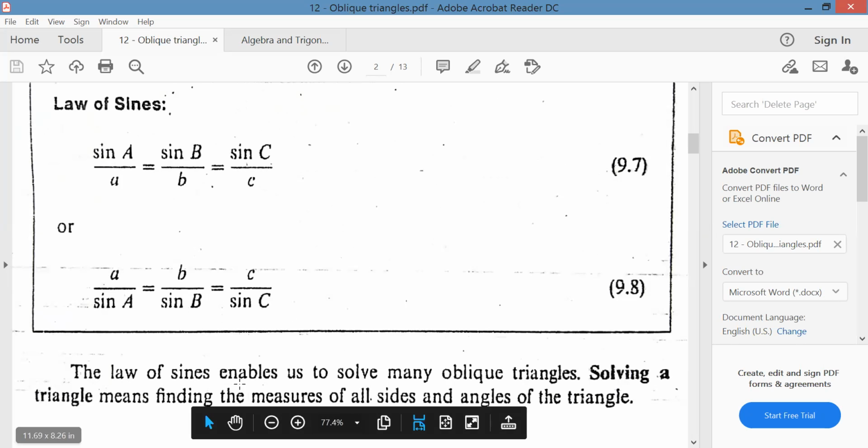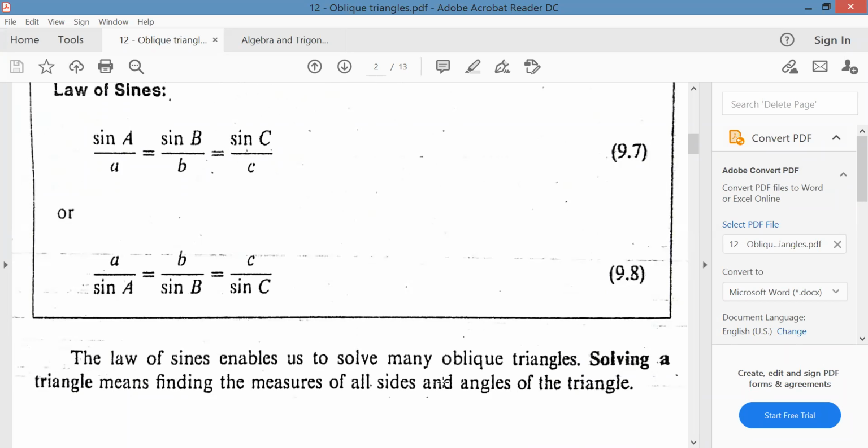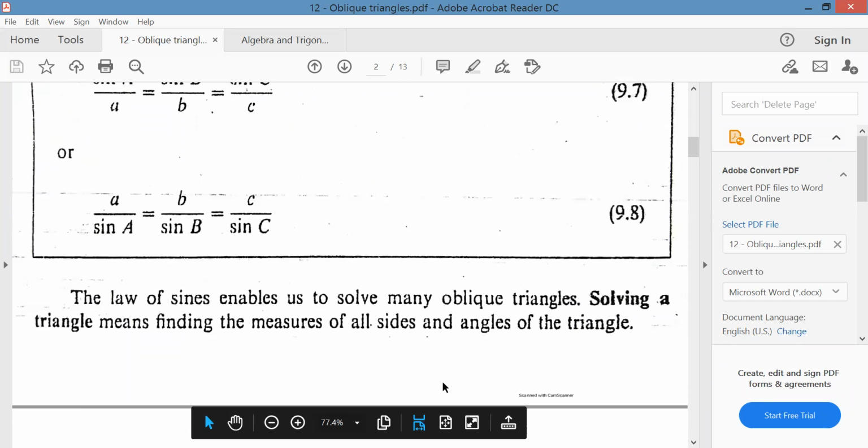The law of sines enables us to solve many oblique triangles. Solving a triangle means finding the measure of all the sides and angles of that triangle. So you know there are three angles and three sides. Amongst them, three of the informations will be given to you and the remaining three you are to find. That is called the solution of a triangle.